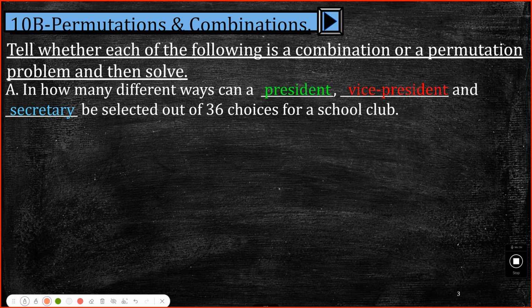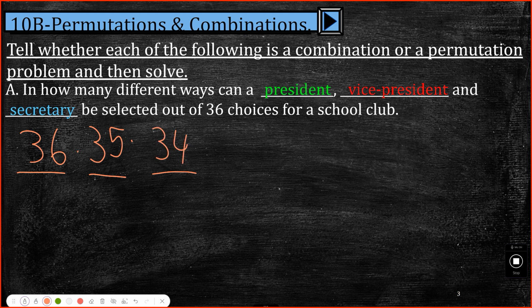So in this perfect world, how many people could be president? All of them. In this particular weird club, they're all so involved and they love the club, and they all want to be president. They all could be president. And once somebody became president, how many are left over to be vice president? 35. And then after somebody's there, what?